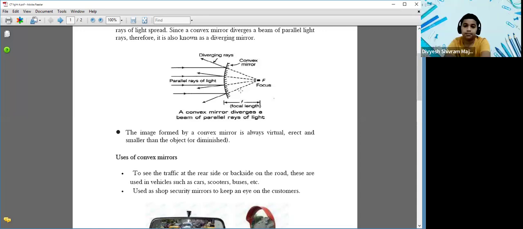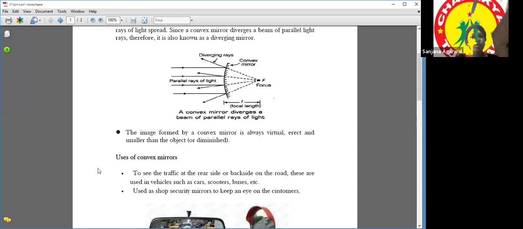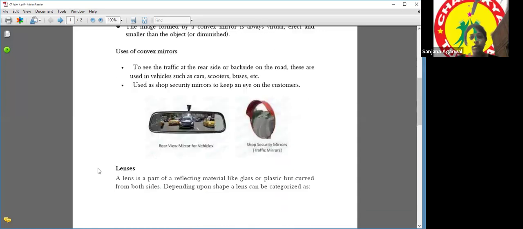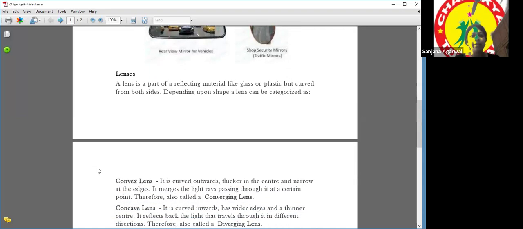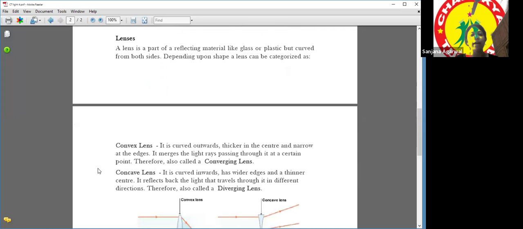Yes, ma'am. Okay. Now we are done with the mirrors. Let's move to the lenses. I remember many of you had questions, ma'am, magnifying glass and telescope, microscope, etc. Now the time has come finally. Okay.